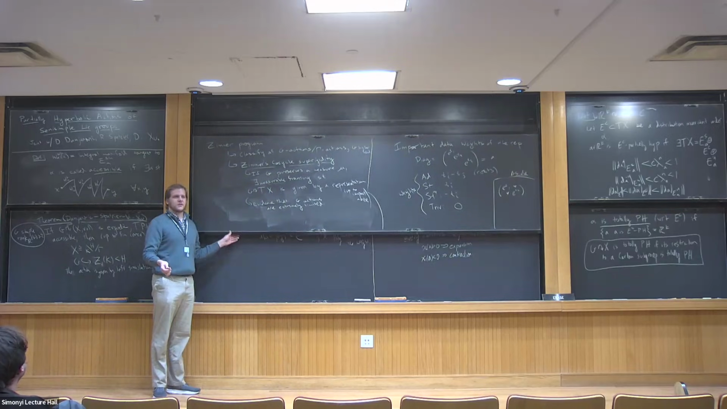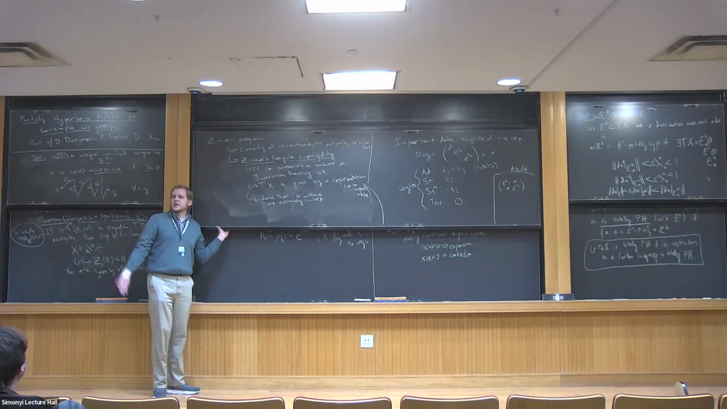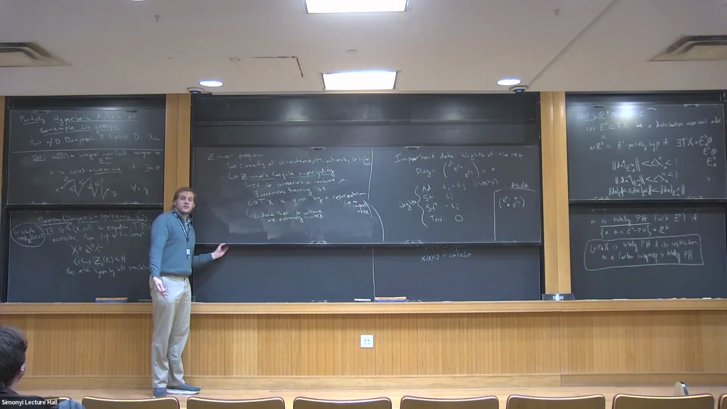The fact that your framing is only measurable means that if you want to use this framing to, say, induce a Riemannian metric or something like this, then the Riemannian metric is only going to be measurable.